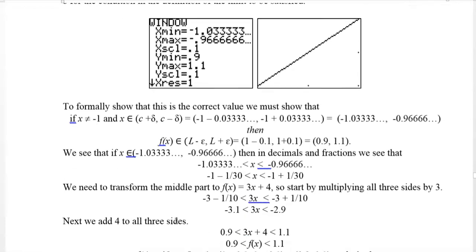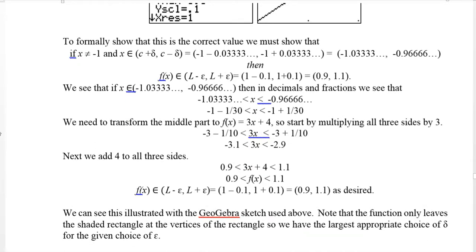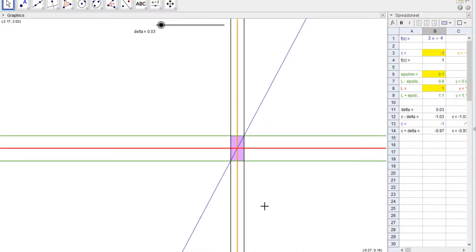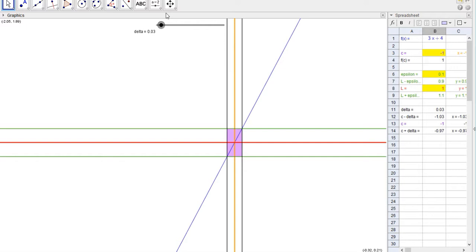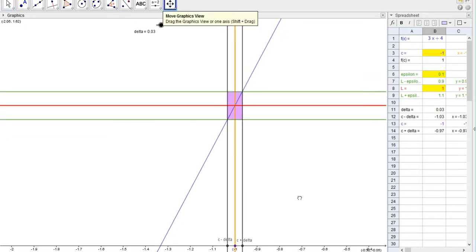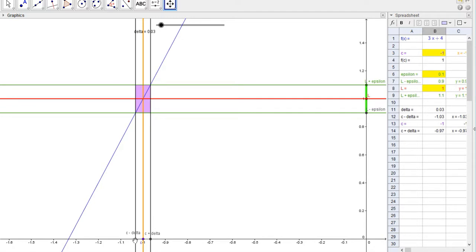Now, how can we formally prove that we've got the right thing? To formally prove this, we need to show that the condition in the definition is true. That is, if x is not equal to -1, but it's in the interval from c minus delta to c plus delta, so x is between there and there, you can see it on the axis, x is between c minus delta and c plus delta, but not at c itself.